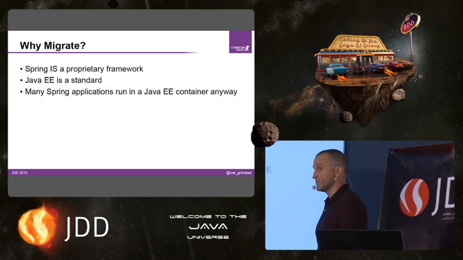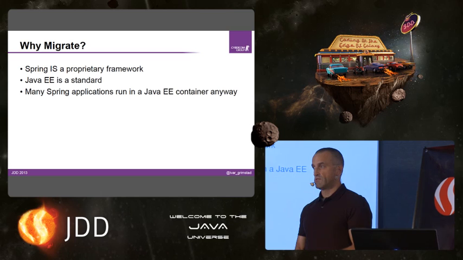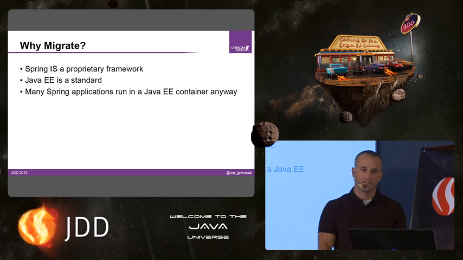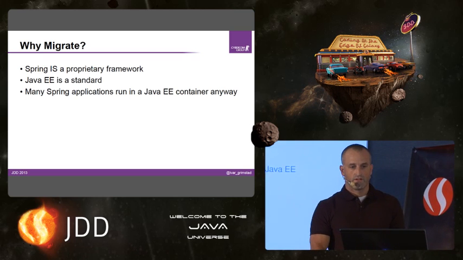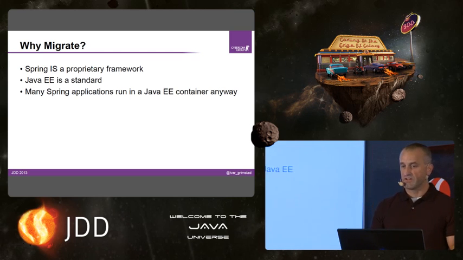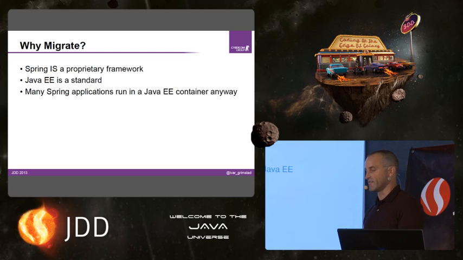And why should you migrate? Well, Spring is a proprietary framework. Java EE is a standard. And many Spring applications run in a Java EE container anyway, and why shouldn't you use the container when you have it there?